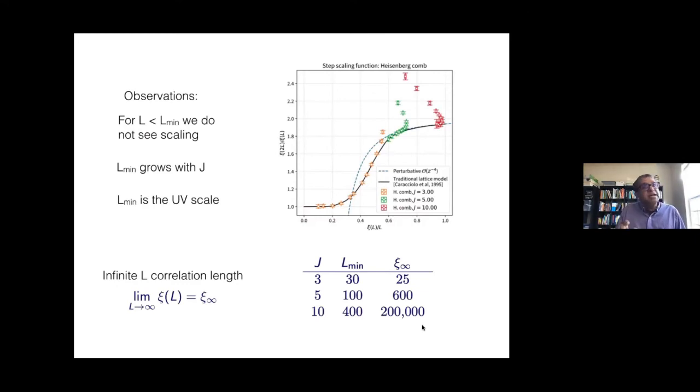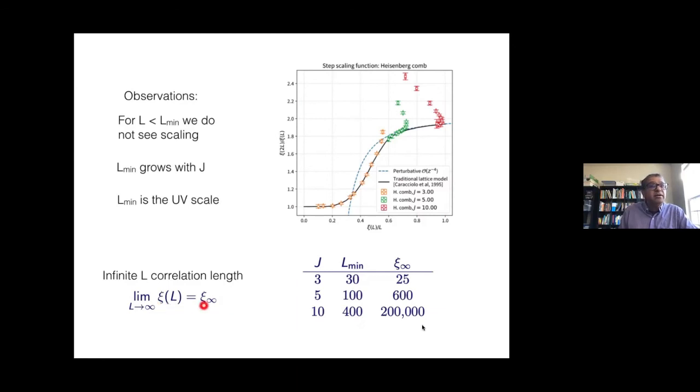Notice something very interesting happening. On small lattices, we are away from the scaling regime. You need L greater than L minimum to make sure that the theory starts falling on the curve. So this L minimum is some kind of a UV scale. That L minimum grows with J. So here is L minimum for the various J's that we have. It doesn't grow dramatically, maybe as a power law. We haven't studied how it grows, we just had 3 points. But it grows moderately, but it does grow.